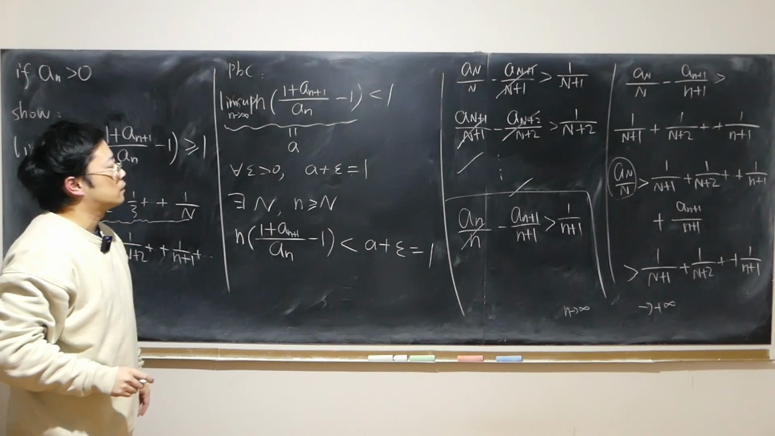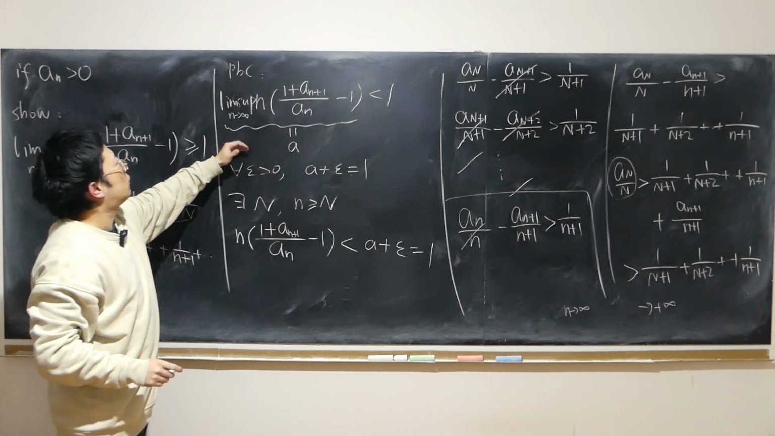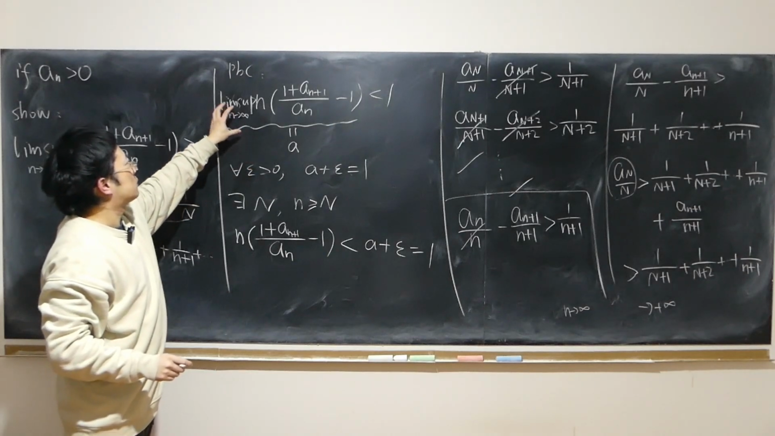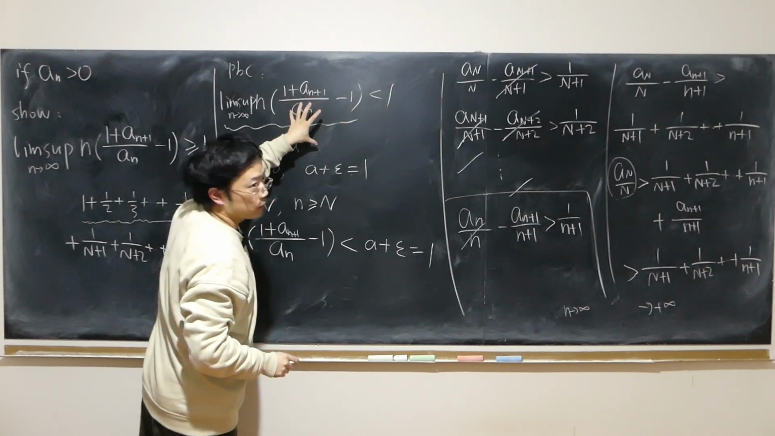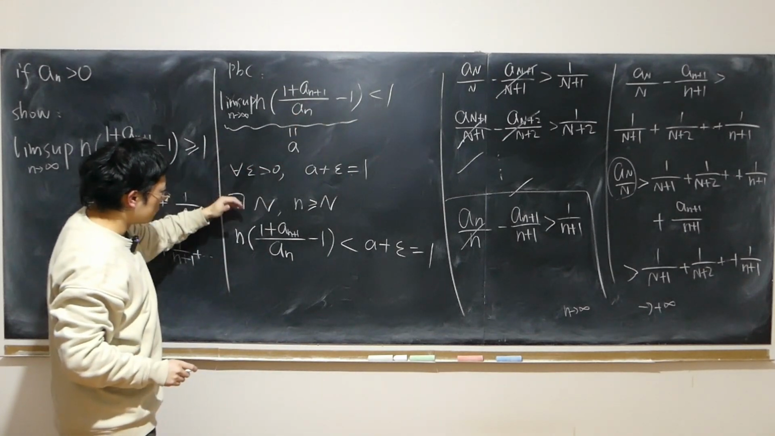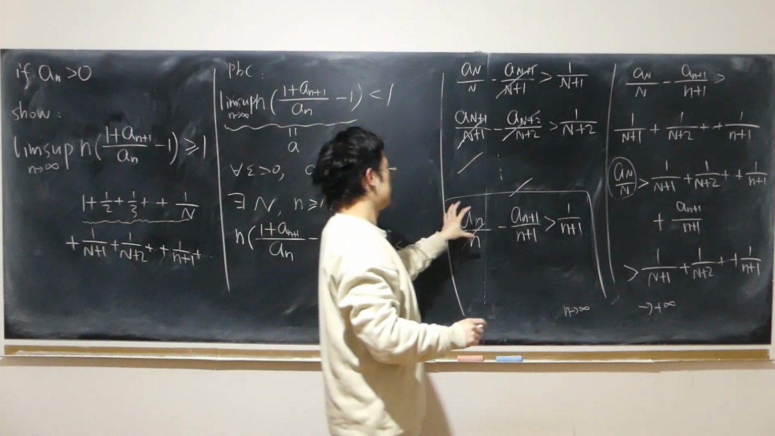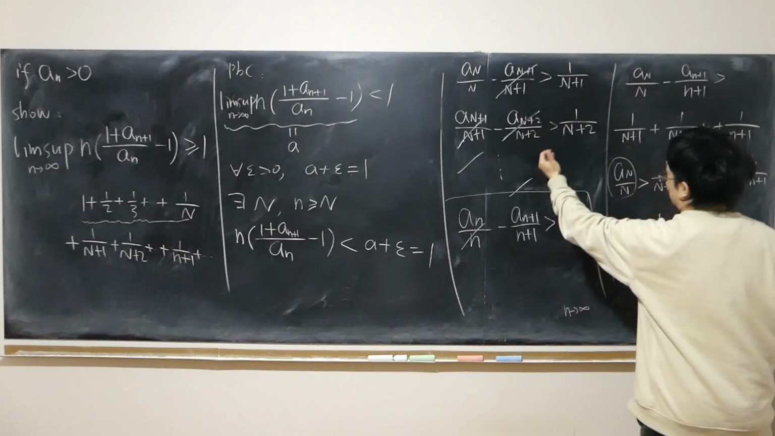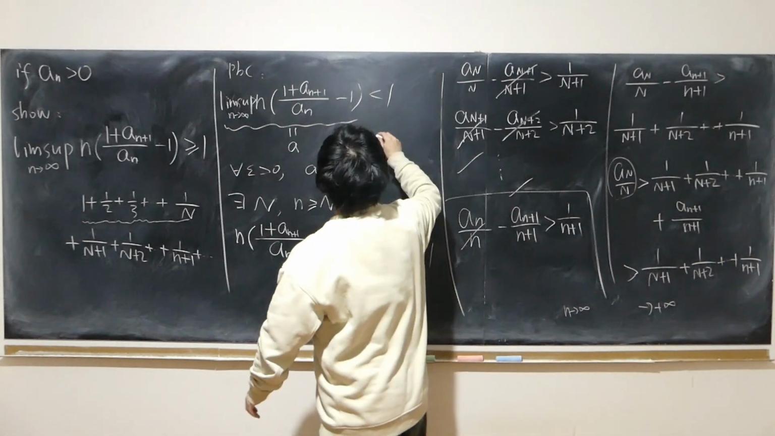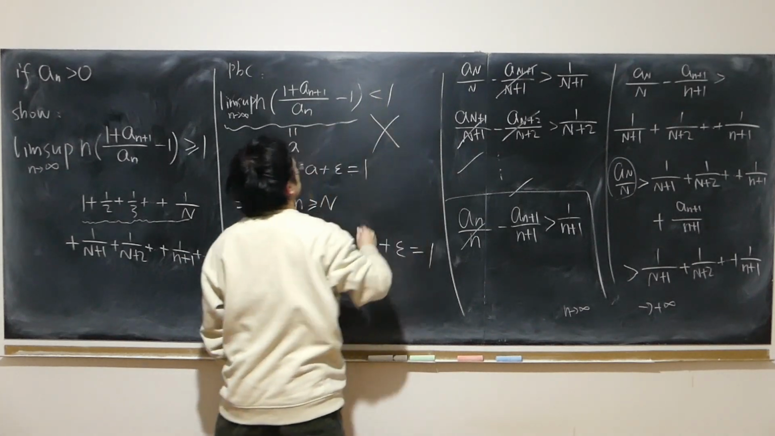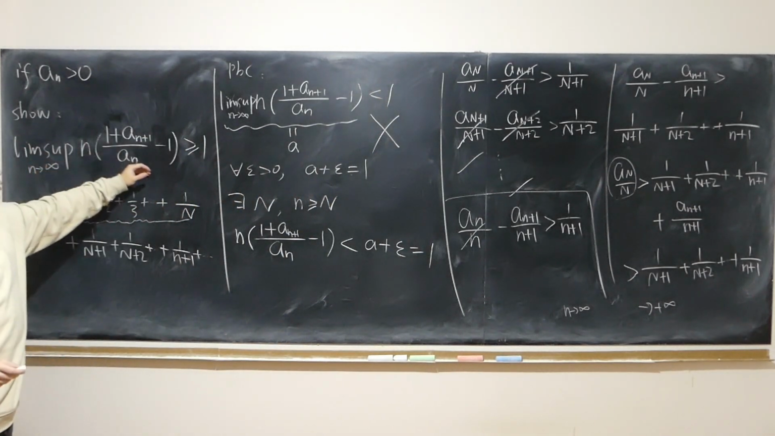Contradiction. It's all because we made the false assumption that the limsup is less than 1. So this is a false assumption, which led to this inequality, which further led to this inequality, which further led to this contradiction. So really, it's a false assumption, which means the limsup is really bigger than or equal to 1.